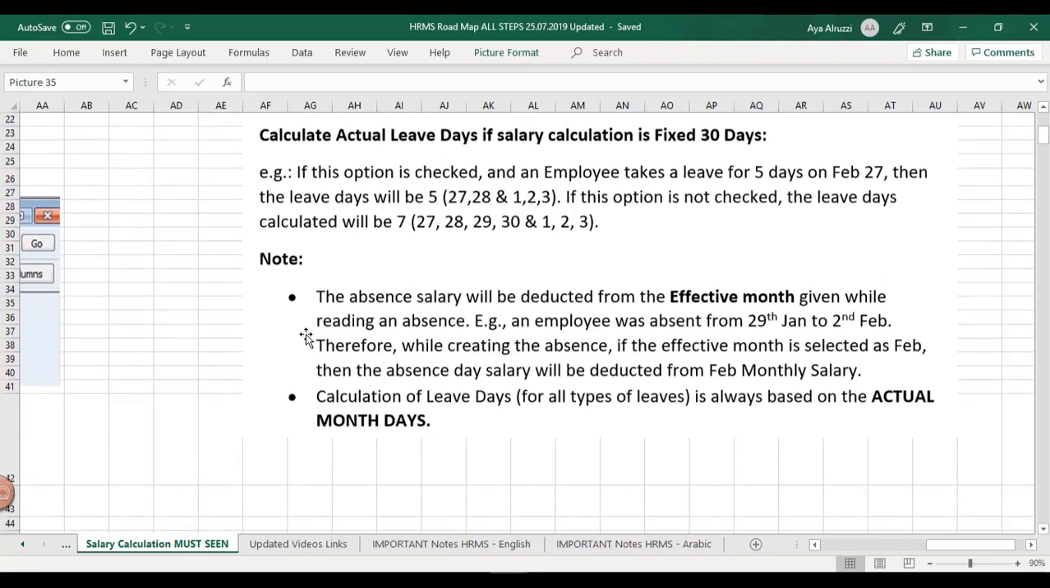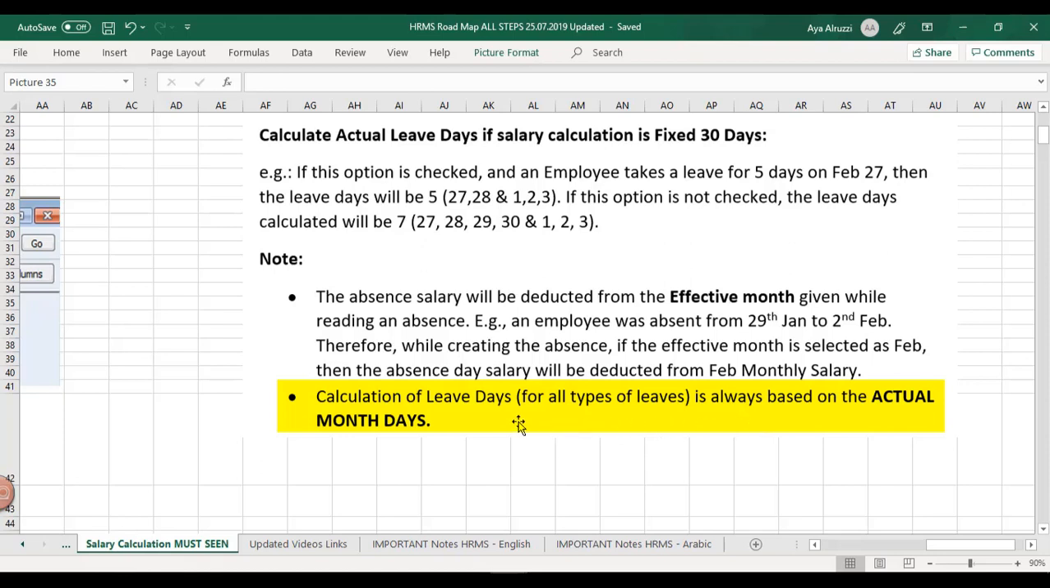In the note right here, the absence salary will be deducted from the effective month, of course, as we said, given while creating an absence. So if an employee was absent from the 29th of January till the 2nd of February, when you create an absence and the effective month is selected as February, then the absence day salary will be deducted from the February monthly salary. What this means is that when you create a salary sheet for February, since it's set as the effective date, this is where you'll find the amount deducted from that month.